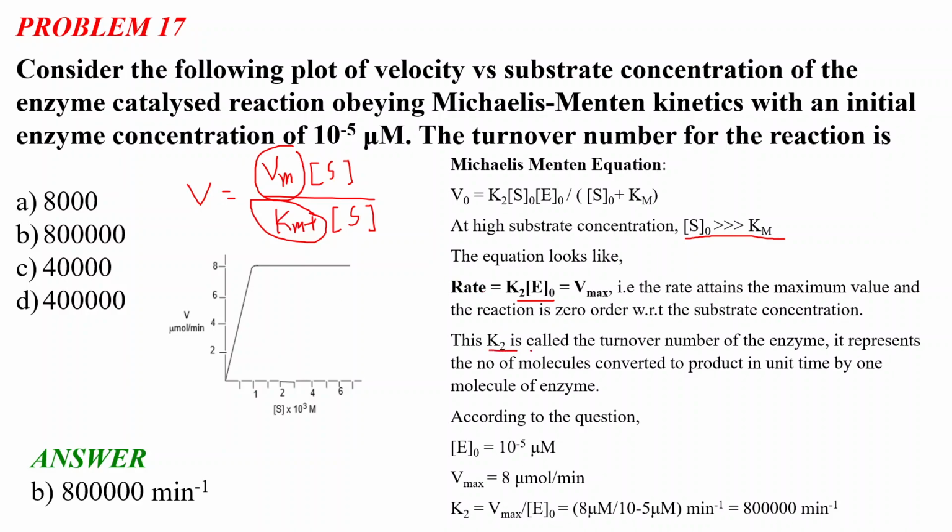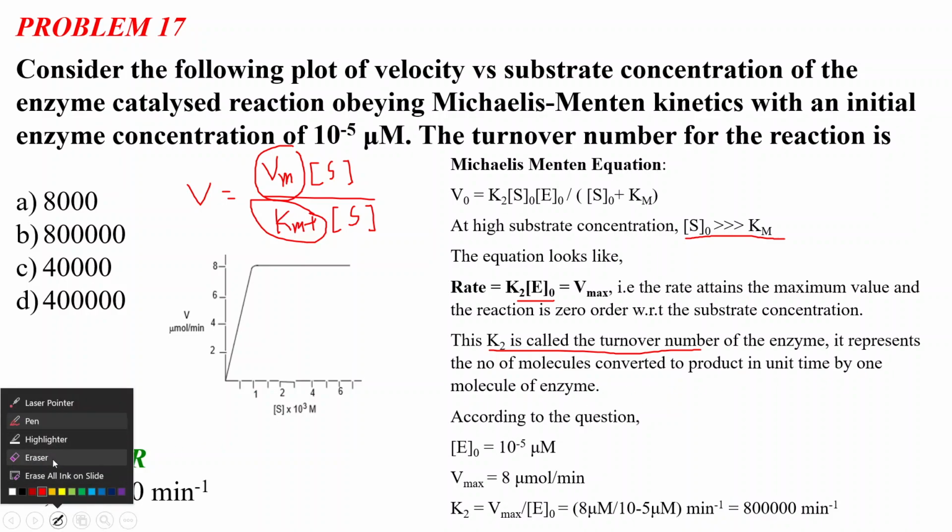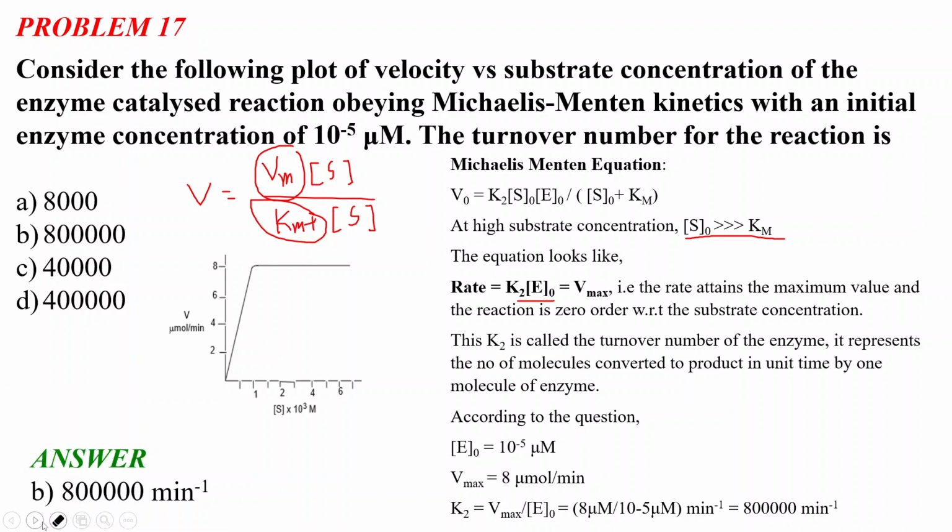This K2 is known as the turnover number for the enzyme, and it represents the number of molecules converted to product in unit time by one molecule of enzyme. This is very important. What is the turnover number of the enzyme? Remember, the turnover number represents the number of molecules converted to product per unit time by one molecule of enzyme.